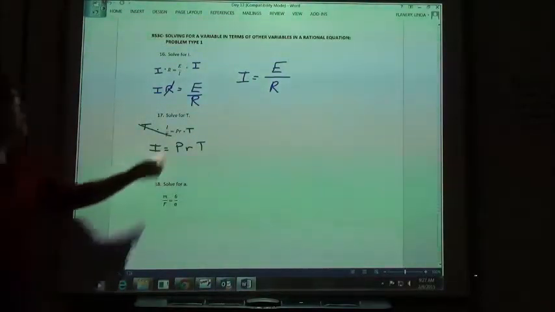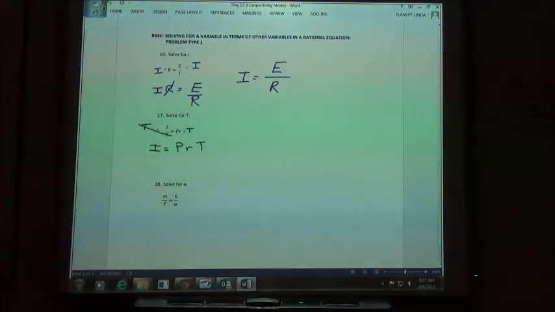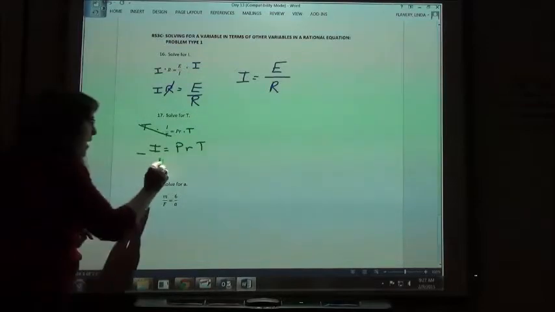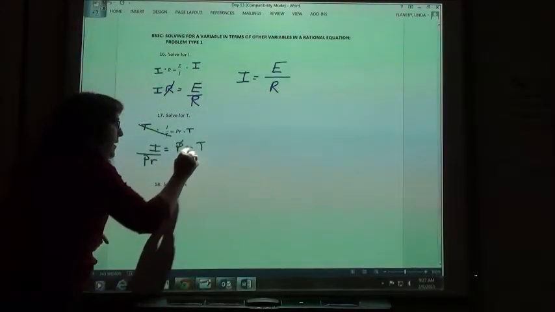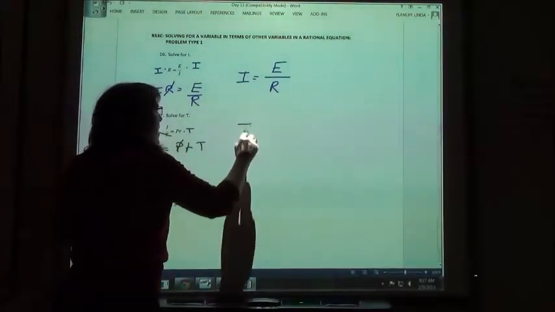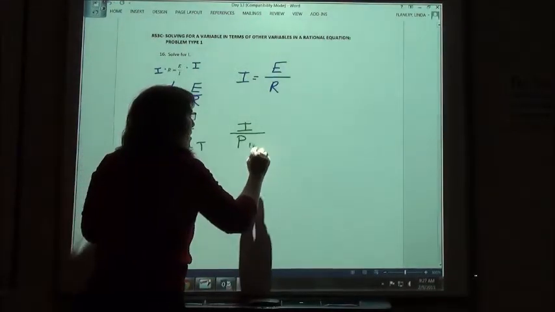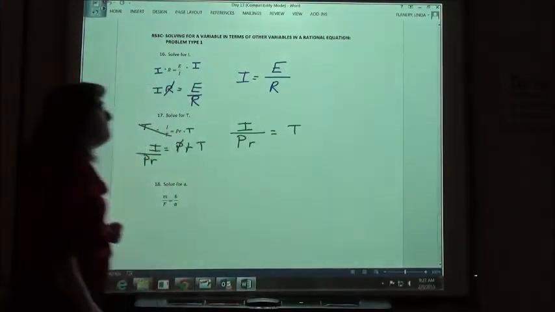I want to solve this one for the t, so now how do I get rid of the p and the r? I divide by both of them. So they're going to go underneath my I, to cancel those out. So I over PR is going to equal my t.